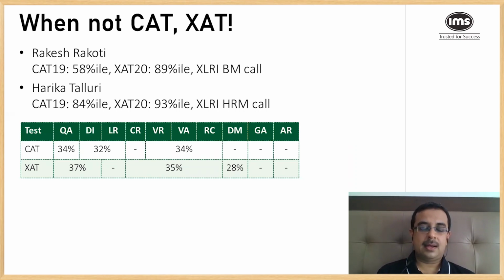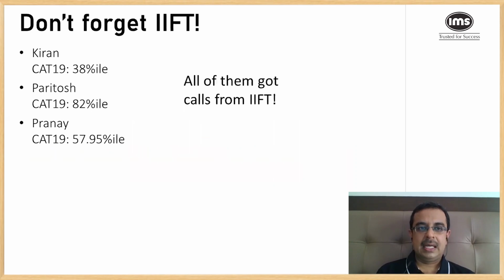Harika similarly attempted the CAT last year, ended up with an 84 percentile, a reasonably average score. Took the ZAT, increased her percentile to 93 and got a call for the HRM program of XLRI. So there are multiple other examples that we can cite, where students from different backgrounds, not necessarily from a particular background, for various reasons may not have been able to score well in the CAT, but when they took the other exam, they excelled in it and ended up in a very great college.